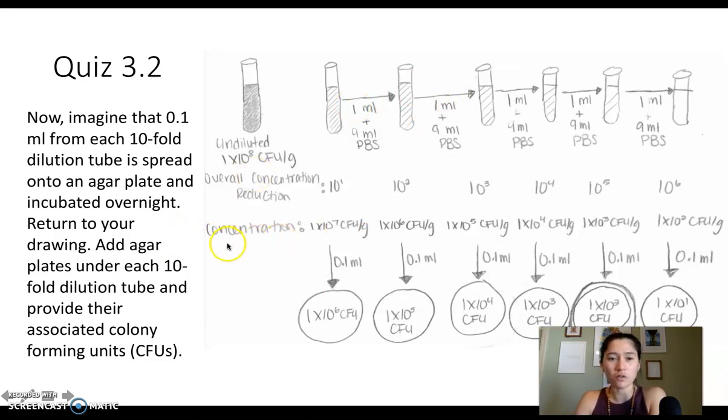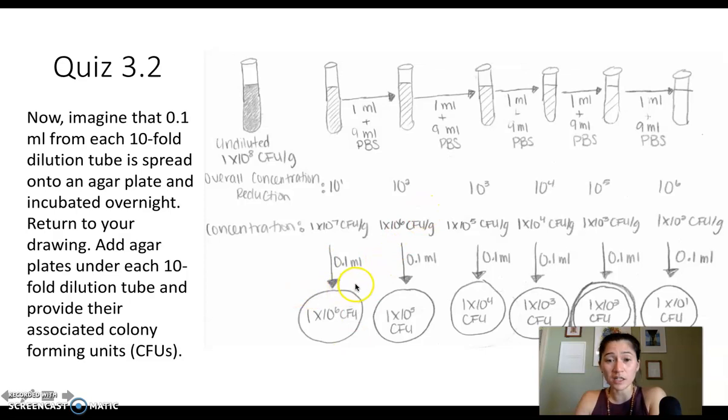So this concentration is what we just did last time. Now we are told we're plating 0.1 mils, so that's indicated here for each one. And then we have our agar plate underneath. Since we are plating 0.1 mils, essentially the number of CFUs is going to be another tenfold dilution compared to that concentration we had in the dilution tube. So for the 1 × 10⁷ CFU per gram dilution tube, that was the concentration we had. If we're plating 0.1 mils, that means we're going to see 1 × 10⁶ CFUs on that plate. Again, it's a factor of 10 dilution compared to the concentration.